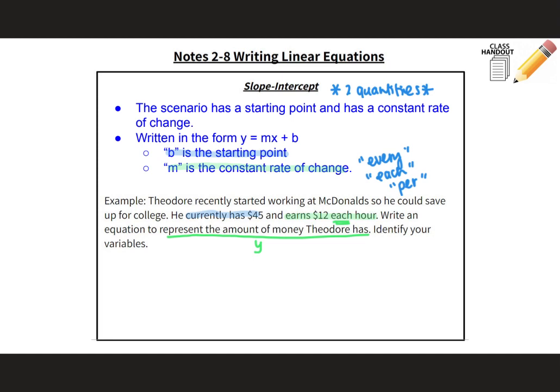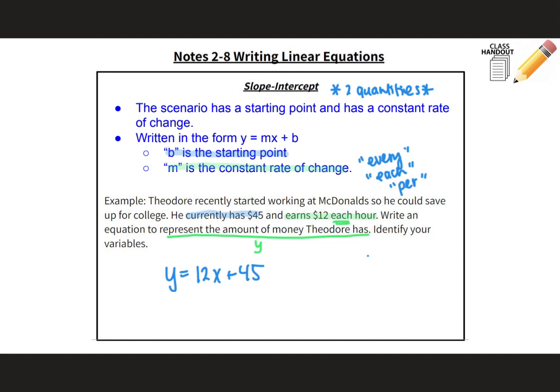This equation is going to be written as y equals, the rate of change is 12, so 12x plus 45. You can also write it the other way, 45 plus 12x, but just know that 12 is your constant rate of change, so that should be with the x, and the 45 is your starting point.